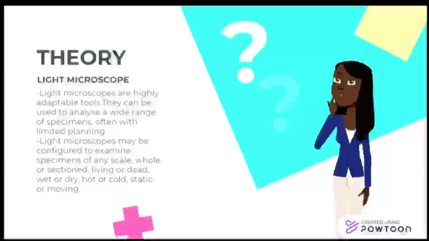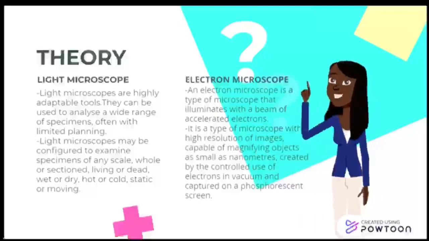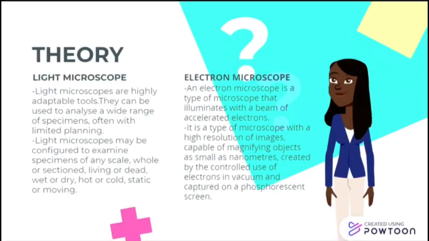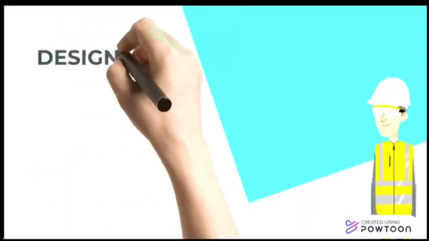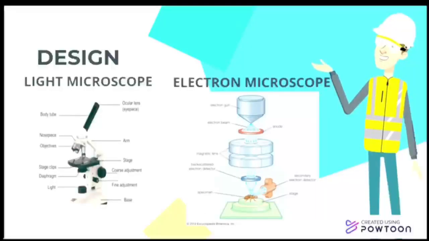Next is theory. Light microscopes are highly adaptable tools that can be used to analyze a wide range of specimens. The electron microscope is a type of microscope that illuminates with a beam of accelerated electrons. Last but not least is design. These are the differences in design between the light microscope and the electron microscope.